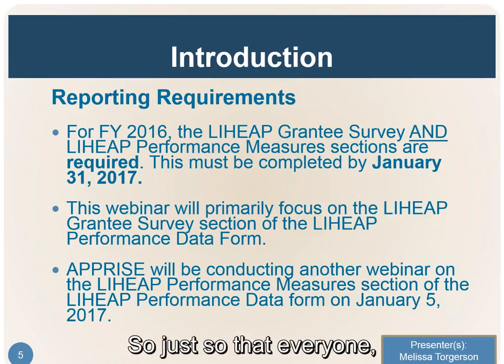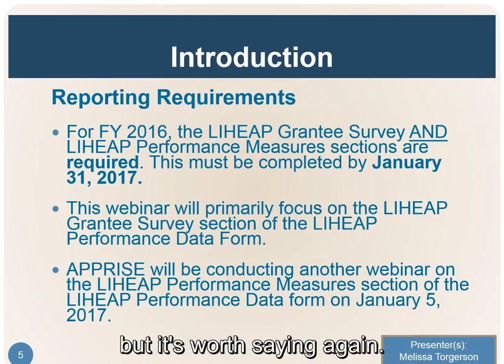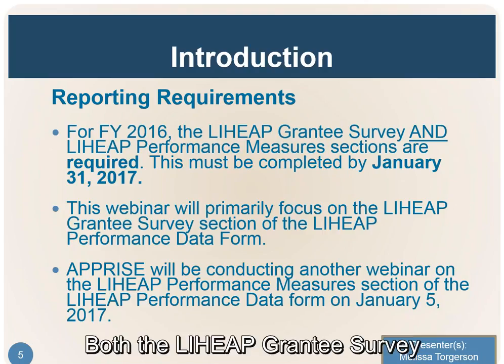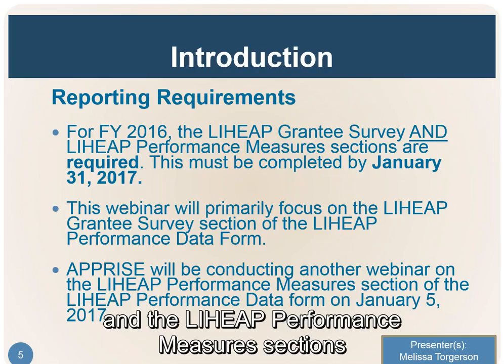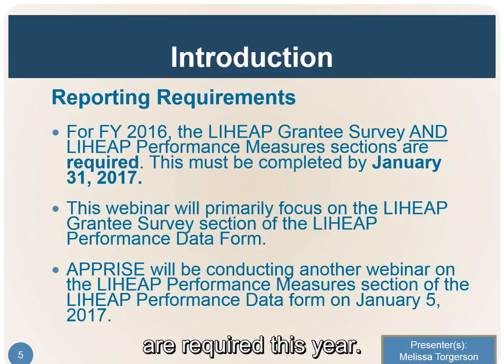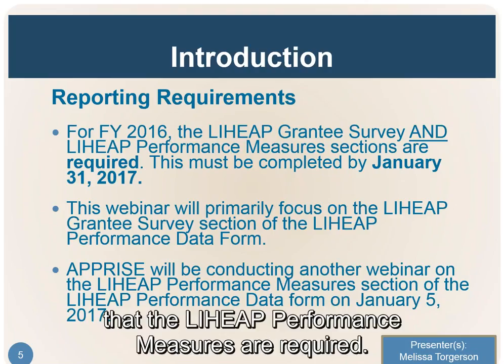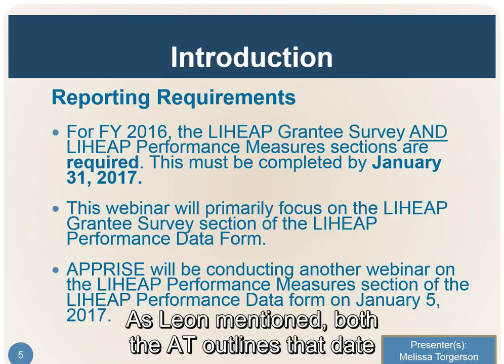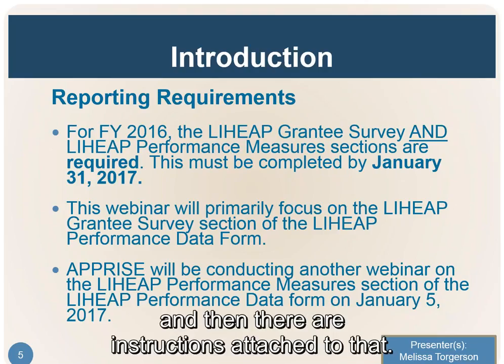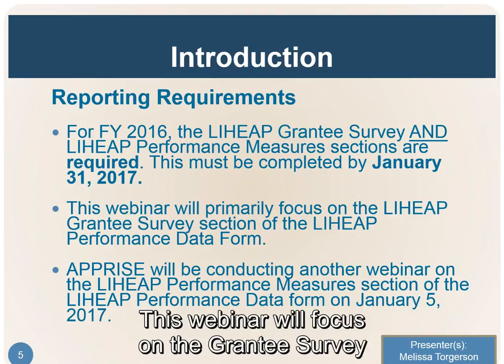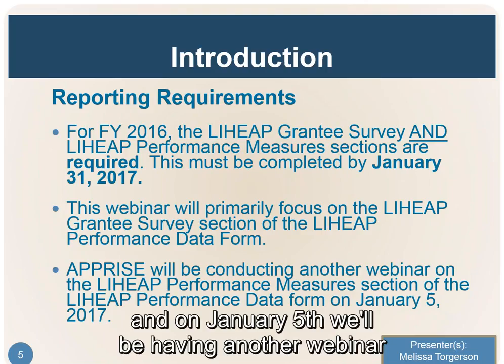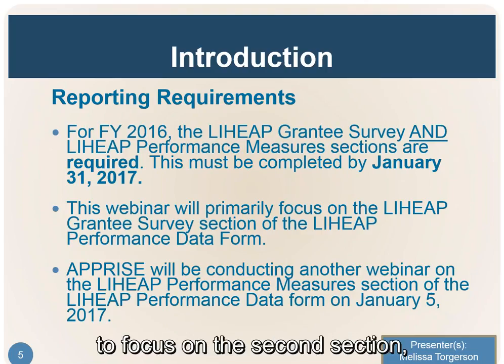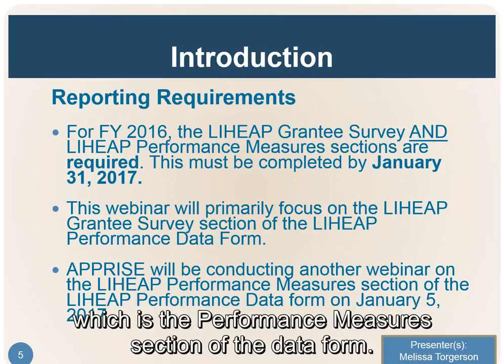Just so that everyone, I mentioned this on the prior slide, but it's worth saying again: both the LIHEAP Grantee Survey and the LIHEAP Performance Measures sections are required this year. This is the first year that the LIHEAP Performance Measures are required. Both sections must be completed by January 31st. As Leon mentioned, the AT outlines that date, and there are instructions attached to it. This webinar will focus on the grantee survey, and on January 5th we'll be having another webinar to focus on the second section, which is the performance measures section of the data form.